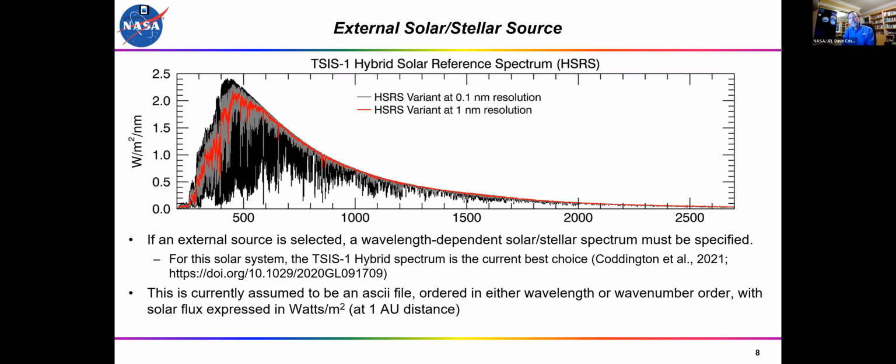There's no real limitation in doing that with the model, but right now the way you would do it is run two separate calculations and add them together. That's the way it works. The light from the two stars doesn't interfere or anything. The best solar spectrum out there right now is the TSIS-1 hybrid solar spectrum that Odell Coddington and her team at LASP has just produced.